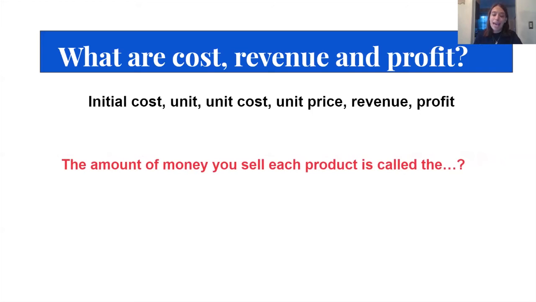The amount of money you sell each product for is called the, so how much do you sell each unit or each product for? If I'm selling pens, how much does it cost to buy my one pen? It's your unit price. Once you figure out how much it costs, you then get to determine how much you're going to sell it for, so how much this price is going to be. So how much me as a consumer would then buy the one pen for.